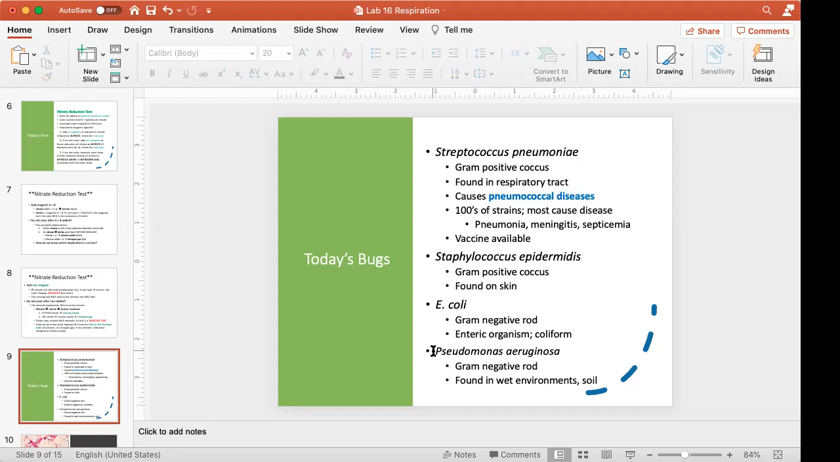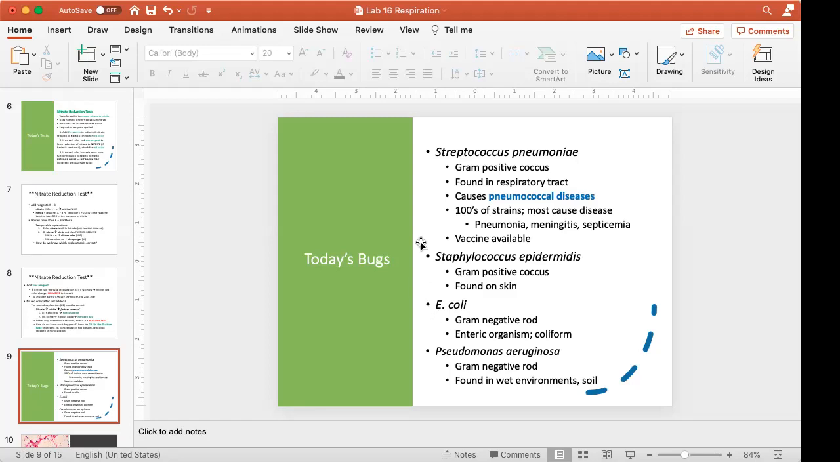We also have Pseudomonas aeruginosa. Remember, this is that organism we said was an opportunistic pathogen. This one is also a gram-negative rod, like E. coli. This one also has pathogenic strains. And this one can be found not only in and on our body, but out in the world. This one can be found out in wet environments and soil. It likes to live outside as well as on humans and other animals.